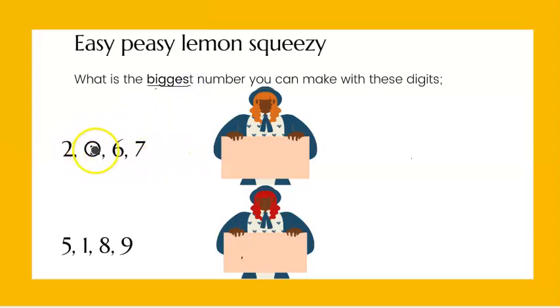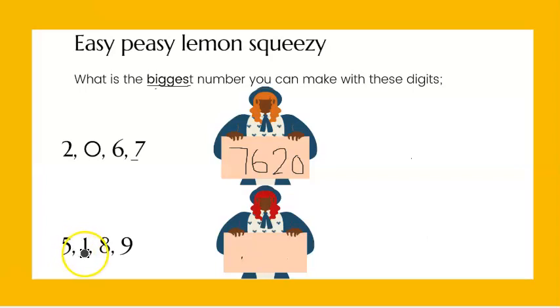2,067. What's the biggest number I can make? Now, for biggest numbers, I'll start picking the biggest digits here. Just 7, then 6, then 2, then 0. So the biggest number I can make with these digits is 7,620. So from this small one, I made a bigger number with it.